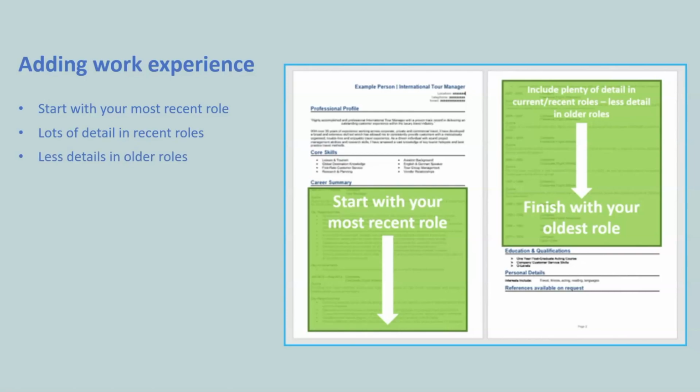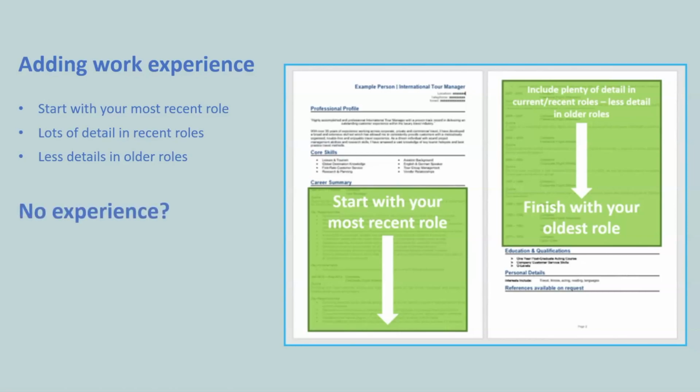The reason for this is that employers will tend to be more interested in your current or most recent work, because that tends to be the best way of assessing your current capabilities. So they want to read lots about what you've been doing in the last year or so, and they won't be so interested in stuff that you did 5 or 10 years ago. So, older roles, you can summarize them down.